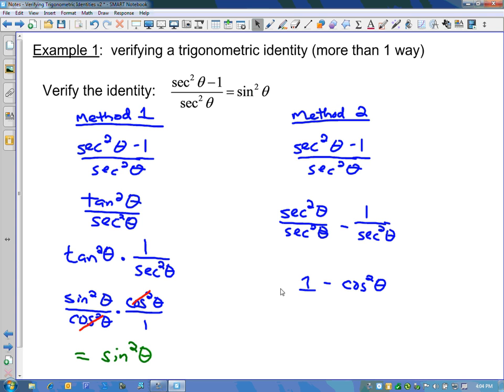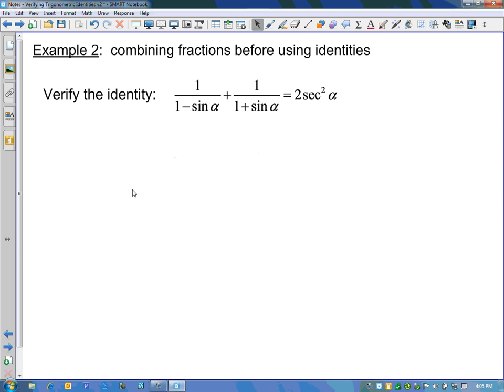And then you should recognize that as a Pythagorean identity. 1 minus cosine squared is sine squared, and we arrive at the same goal. Notice how it didn't matter which way we went, we eventually were able to verify it. So with all these problems, there's definitely more than one way to work these problems. You just want to make sure you're working towards your goal and making the right decisions. All right, let's look at some more examples.